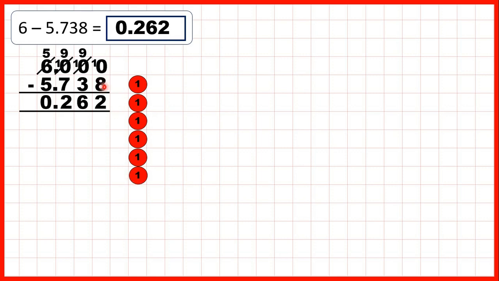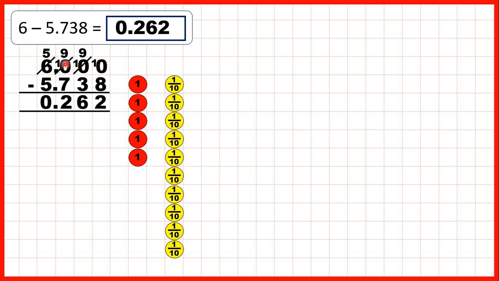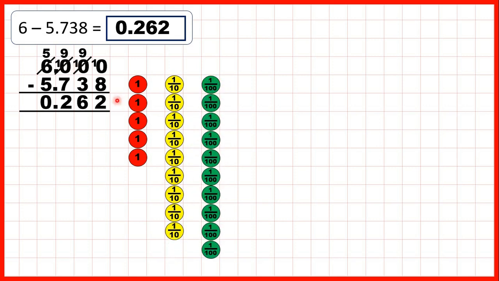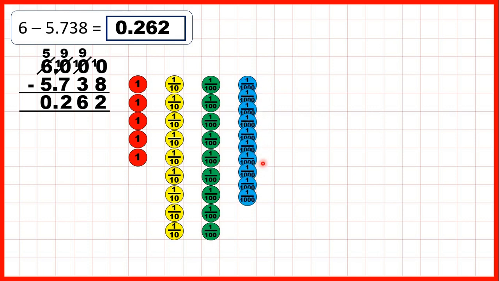Finally, we started with 6, so that's 6 ones. But first, we wanted to subtract 8 thousandths. To do that, first, we had to exchange one of our ones for 10 tenths. Then, we had to exchange one of those tenths for 10 hundredths. And then, we exchanged one of those hundredths for 10 thousandths. So then, we could subtract 8 thousandths to leave us 2 thousandths in our answer.